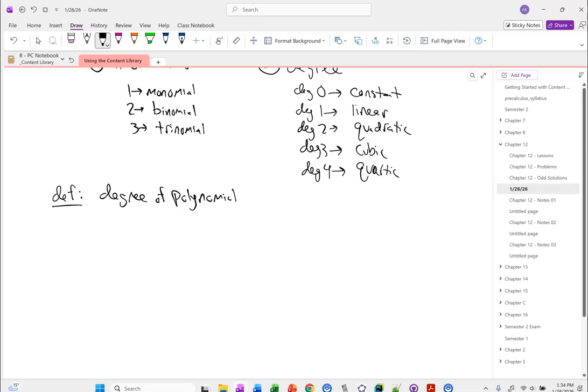Because we only care about the exponents on the variable. So the degree of the polynomial is going to be equal to the highest degree or highest exponent on a variable. Now, if there's more than one variable in the problem, like if it's got x and y in it, it would be the sum of the exponents. We'll do an example here in a second, but that's the idea.